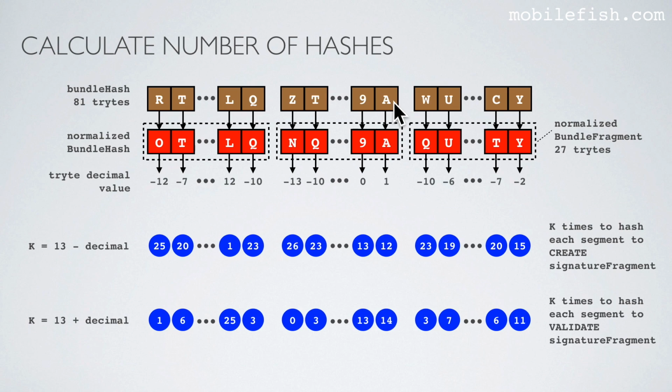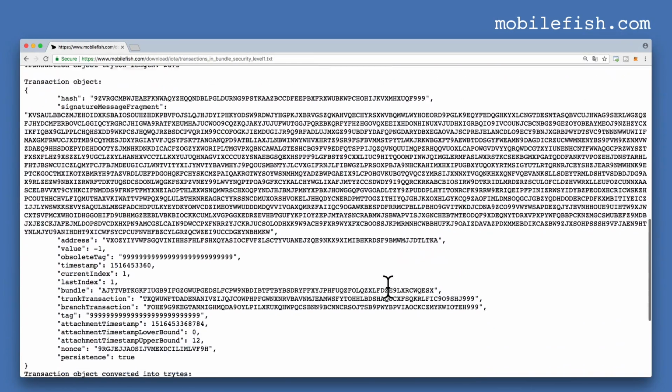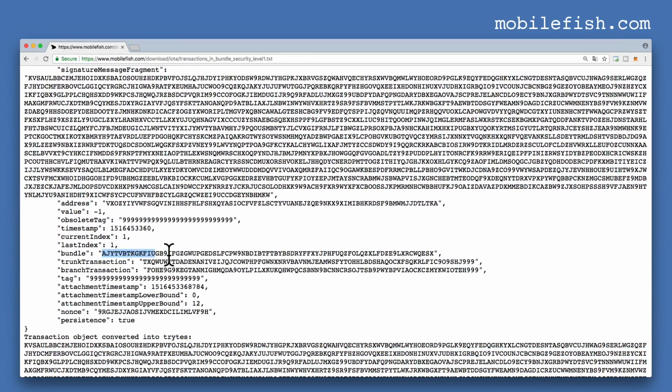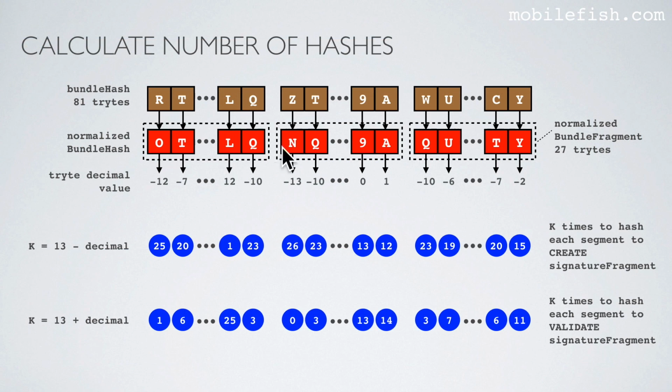This is the bundle hash. The bundle hash is this bundle hash, and this bundle hash is the same in all transaction objects in the same transaction bundle, as you can see here. This is the corresponding normalized bundle hash. Each tryte value of the normalized bundle hash is converted to its corresponding decimal value.